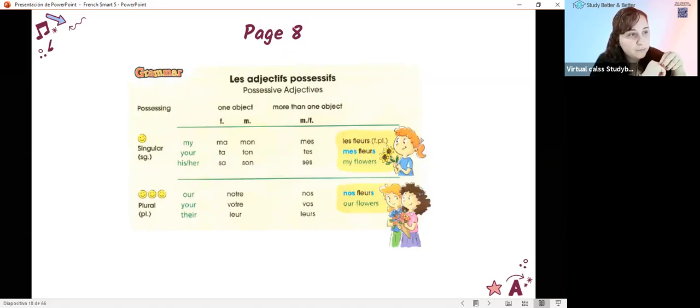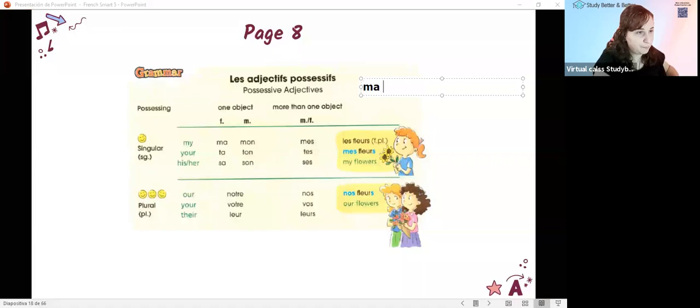So here we have mes, tes, ses, when there are so many objects. For example, les fleurs, mes fleurs. This is my flowers. If I want to say only one flower, it's ma fleur. Okay? This, I'm going to type it on here. Ma fleur. Okay? And also remember from the last class too that this is how we make the plurals with the S. Okay?